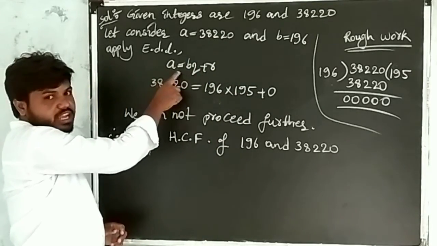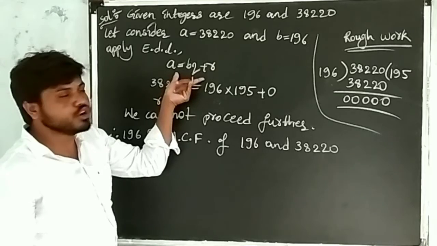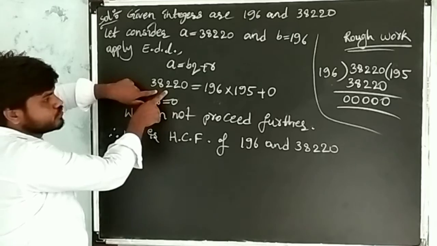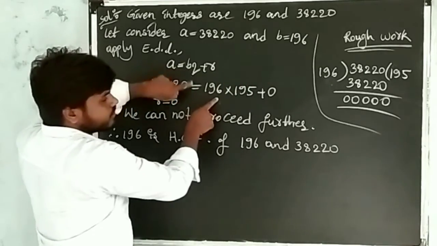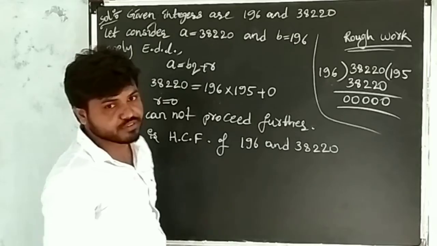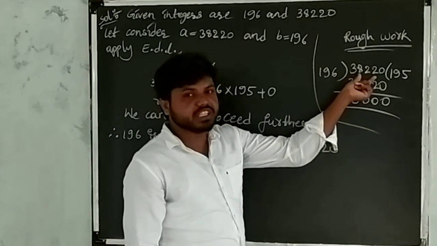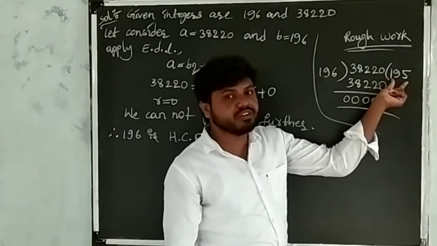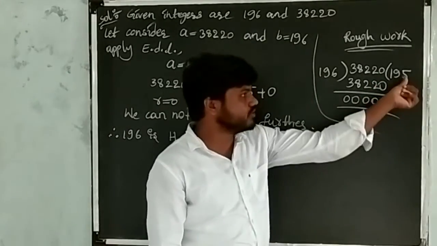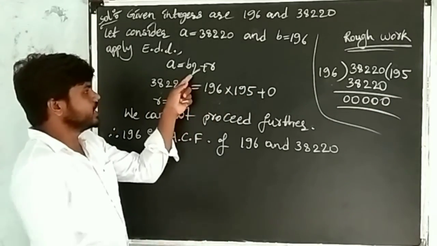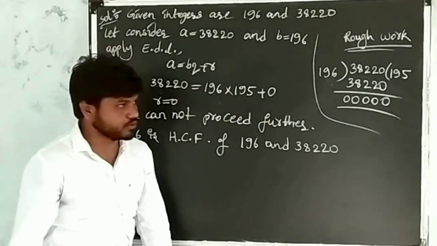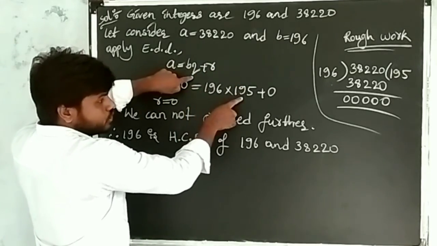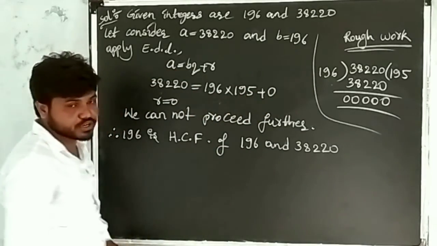Euclid division lemma is what? A equal to BQ plus R. A value, what here? 38,220 equal to B value, what? 196. Quotient and remainder we need. See here, I did division of 38,220 with 196. I got quotient 195 and remainder is 0. See, A value 38,220 equal to B value 196 into quotient 195 plus remainder 0.